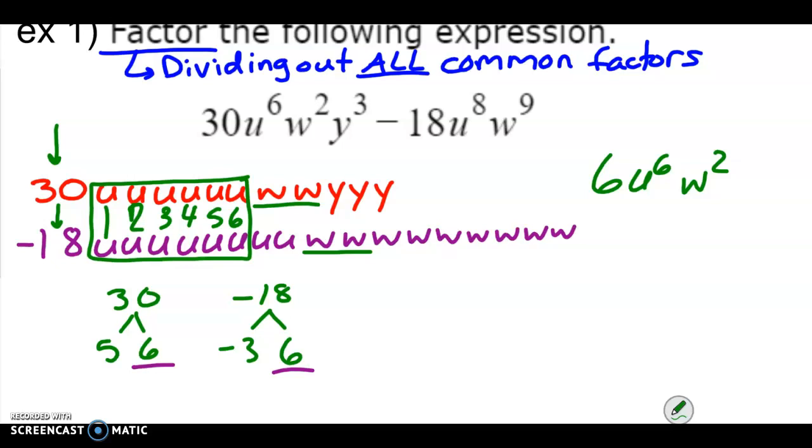Now, just so you guys are aware, you don't have to do all of this today. You don't need to write it all out. You should be able to see, well, they have 6 u's in the first one and 8 u's in the second one. So the most u's that they can both give would be 6. They both have at least 6 u's to give. They both have at least 2 w's to give. The first one has y's, but the second one doesn't, so we can't factor out any y's. Really, the only thing that you have to check factors on is you got to do a little bit of thinking on 30 and negative 18. What's the biggest common factor that those two have? And it's going to be a 6.